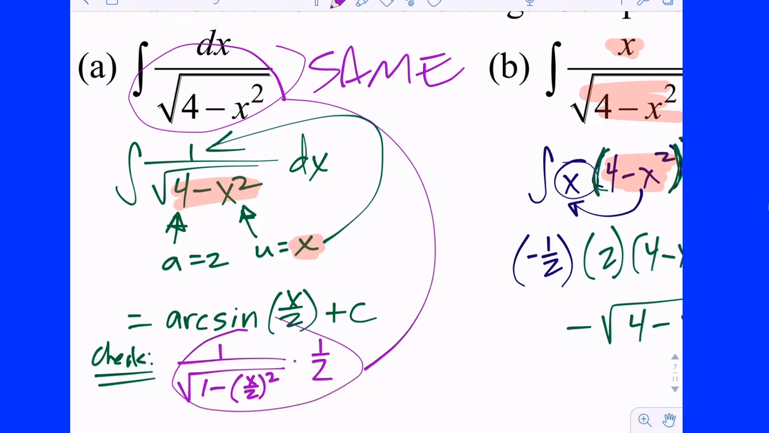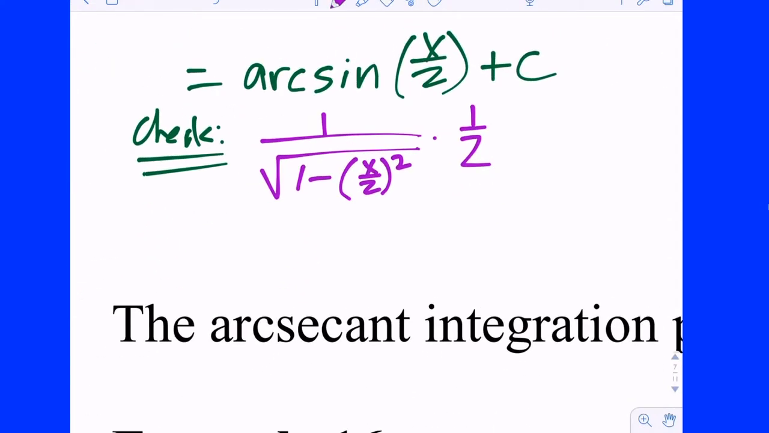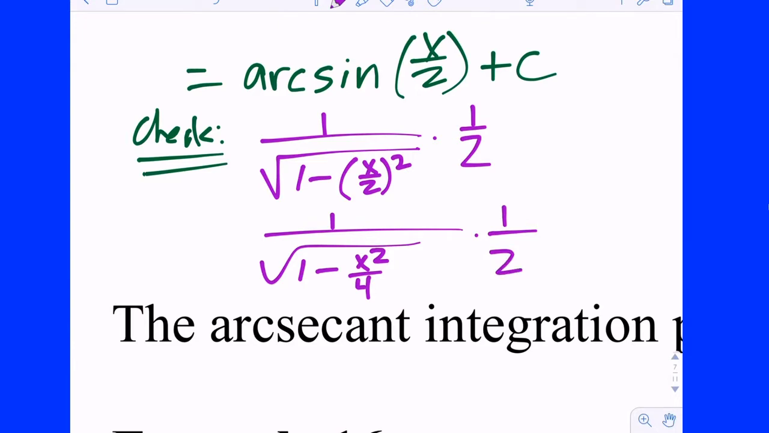What the? They don't look anything alike, do they? Uh-oh. What do we do then? Well, I guess we have some algebra to do. Let's simplify. How about 1 over the square root of 1 minus x half squared is x squared fourths times 1 over 2. Well, the 2's already there.